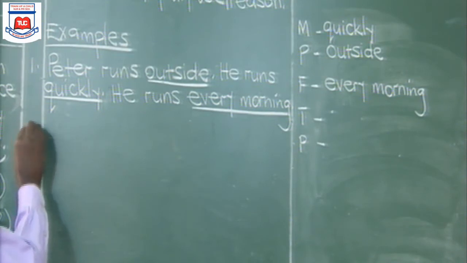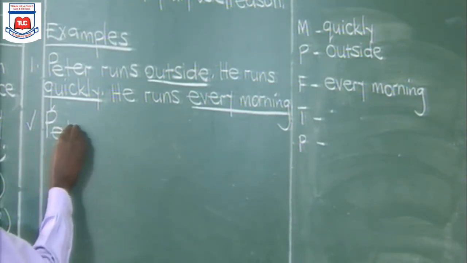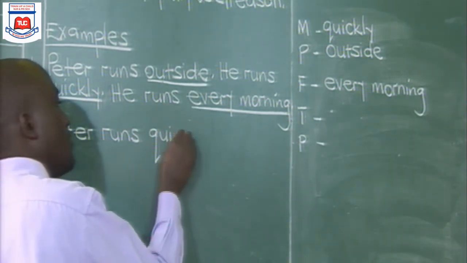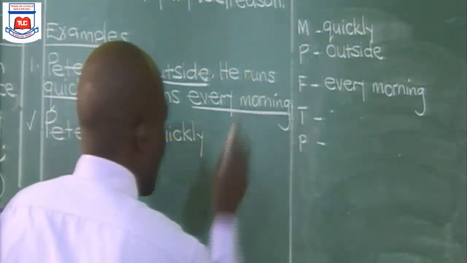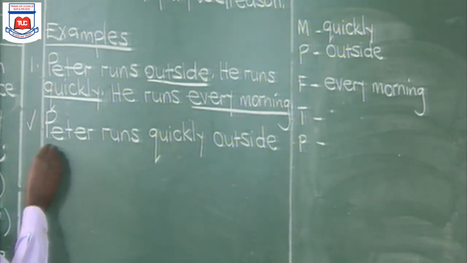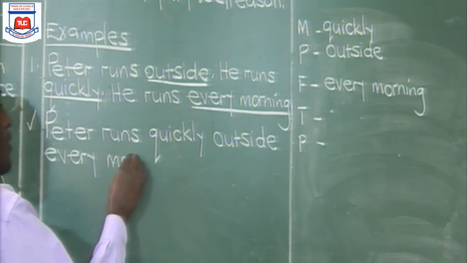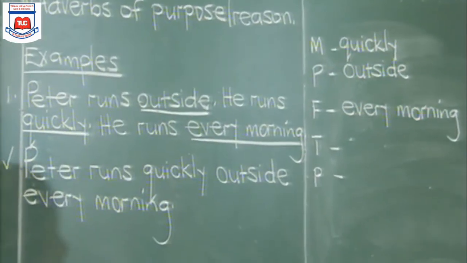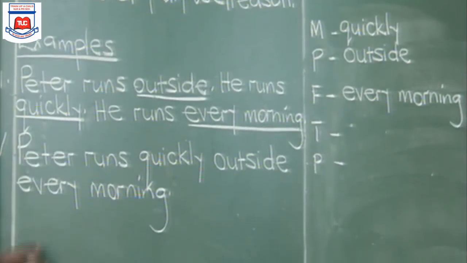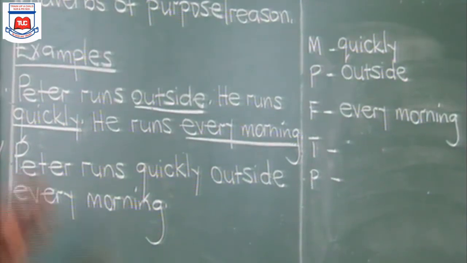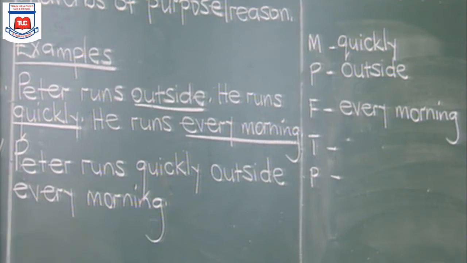So you come and say, your answer is: Peter runs how? Quickly. Peter runs quickly. Don't put a comma. Where? Place. Outside. How often does he run? Every morning. So in so doing, you have arranged your adverbs in their order. Quickly is an adverb of manner. Outside is an adverb of place. Every morning is an adverb of frequency. So if the sentence has been given like this, Peter runs outside, he runs quickly, he runs every morning, the correct answer is: Peter runs quickly outside every morning. Correct.